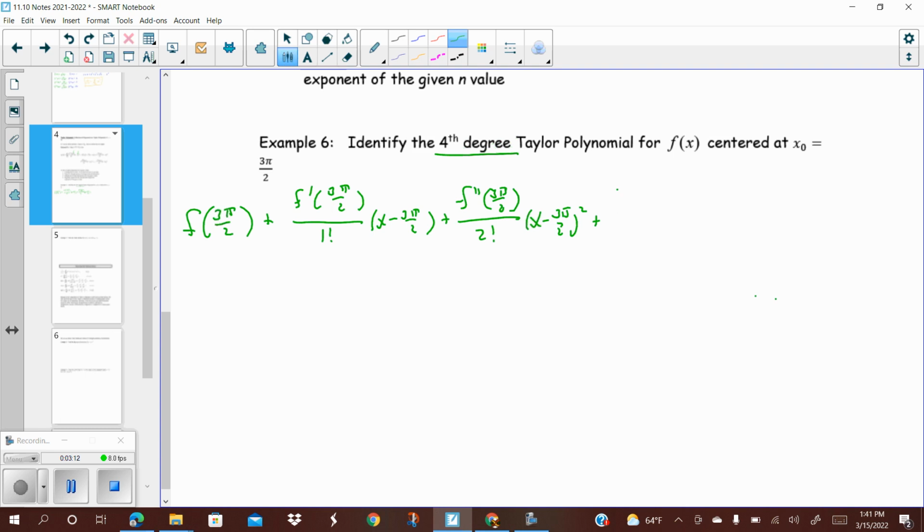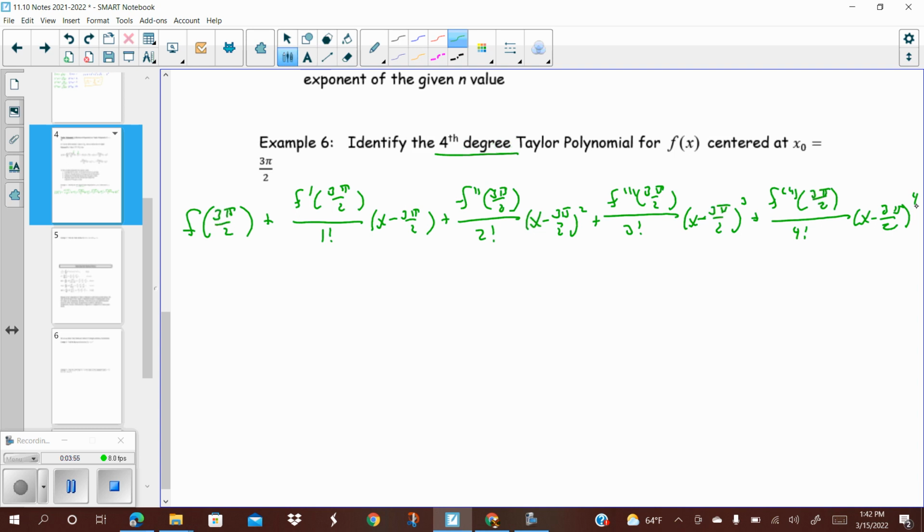So we need to do the third derivative at the center, 3 pi halves over 3 factorial x minus 3 pi halves cubed. And then our last term will be the 4th derivative at the center, 3 pi halves, all over 4 factorial, x minus the center, 3 pi halves, to the 4th power. That would be a 4th degree Taylor polynomial centered at 3 pi halves.